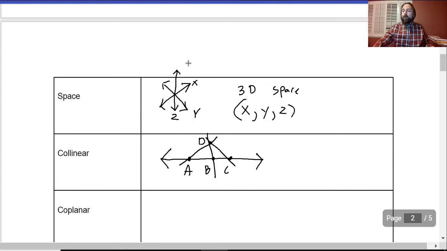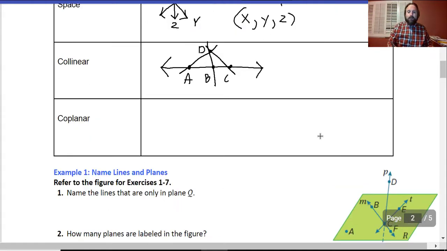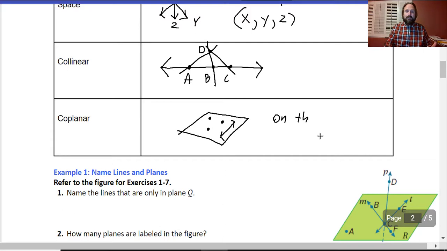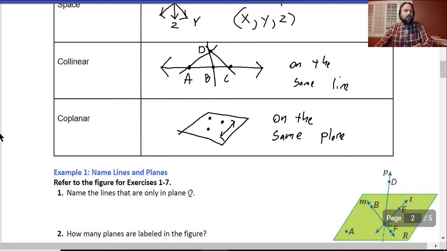Next up, coplanar. Now, coplanar is going to be, you have the desk, and right on the desk you put some points. Pretend you're putting some quarters or some pennies or whatever. Each of these points, and heck, it could be even a line on top of or within the plane, each of those are going to be on the same plane. All right, so that's our vocabulary.